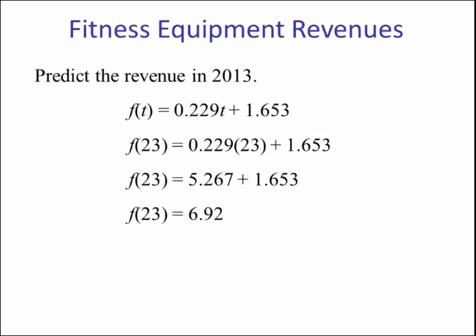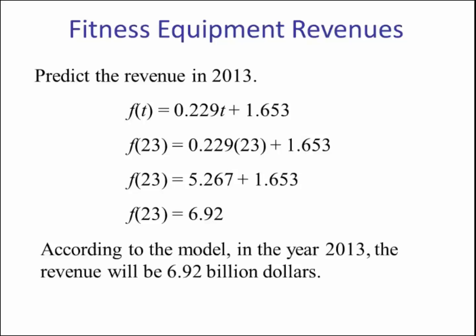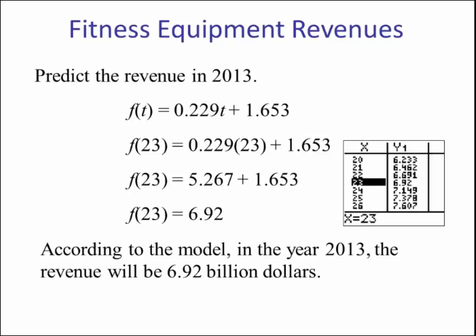So in terms of this problem, this means, according to the model, in the year 2013, the revenue will be $6.92 billion. By using the table feature on the graphing calculator, we can verify this. When x is 23, we have the revenue being $6.92 billion.